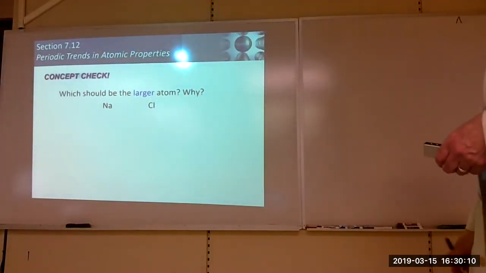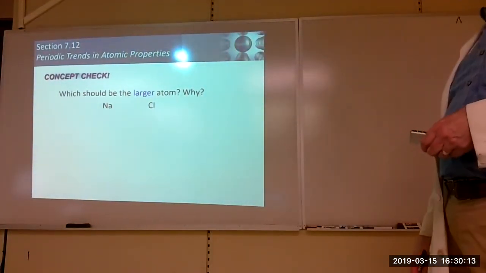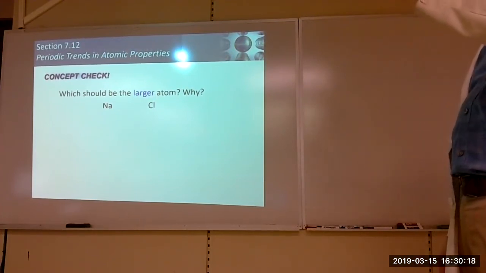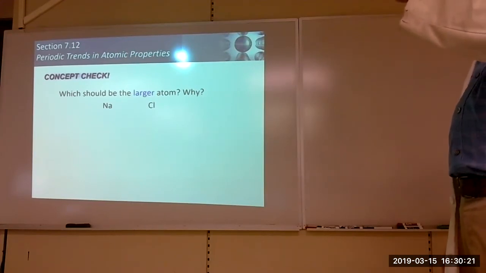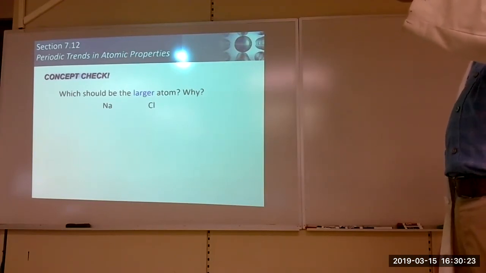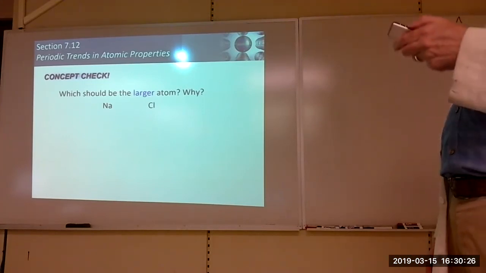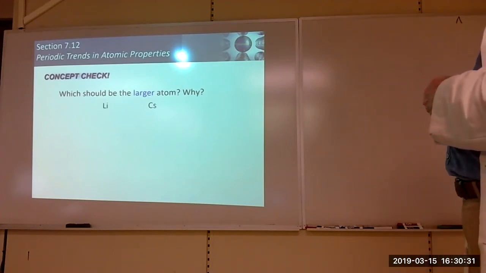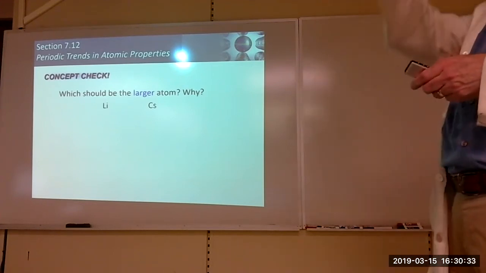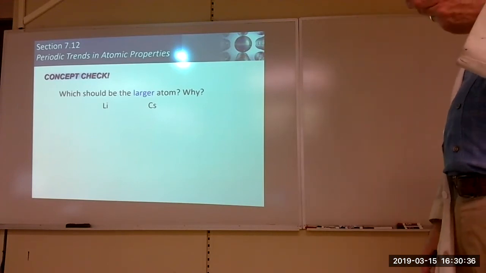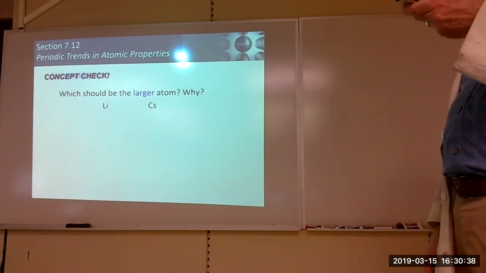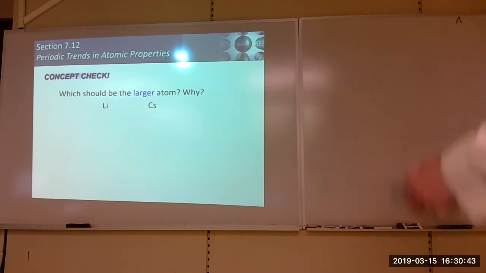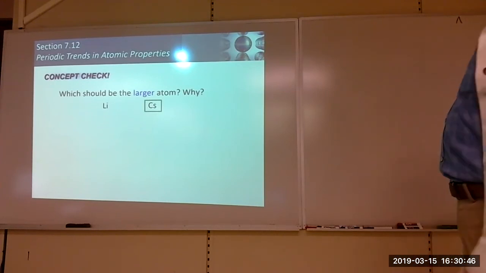Which one of these should be larger? Well, they're in the same period, right? There's sodium, there's chlorine. So if the trend is right, chlorine should be smaller than sodium. So sodium should be the larger one. How about lithium and cesium? Okay, they're in the same group, up and down. So lithium's only got energy level 2, cesium's up to 6. So it ought to be the big one. Okay?